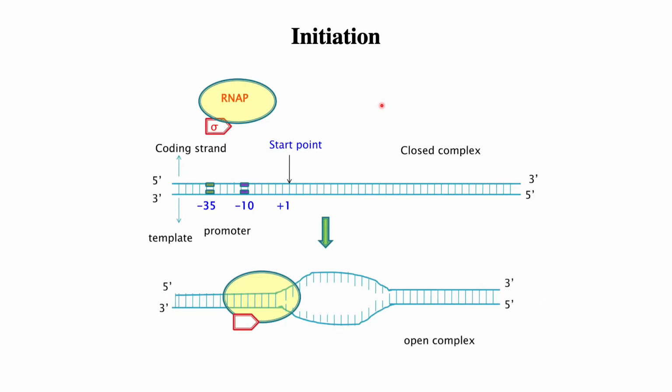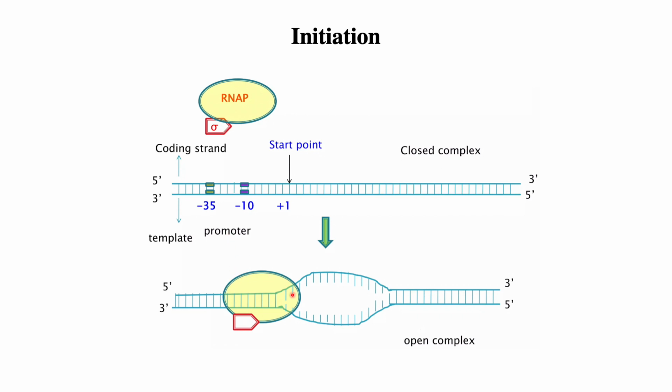So this is a simplified representation of the initiation step of transcription. This is the RNA polymerase enzyme. The core enzyme, that is the 5 subunits of the RNA polymerase, along with the sigma factor, together constitute the holoenzyme. Together they recognize the promoter region in the DNA, and they bind to the helical double-stranded DNA structure.